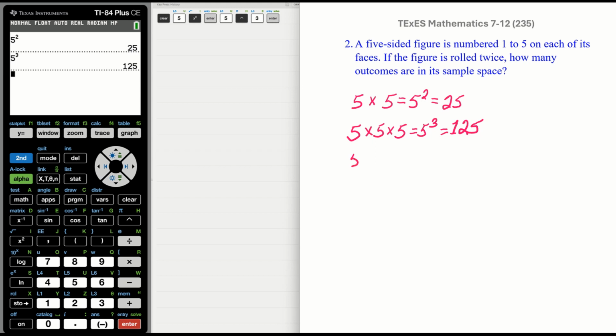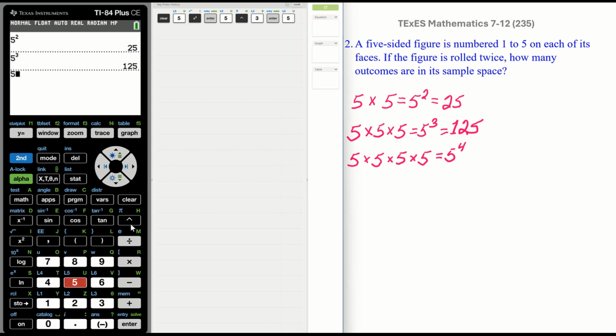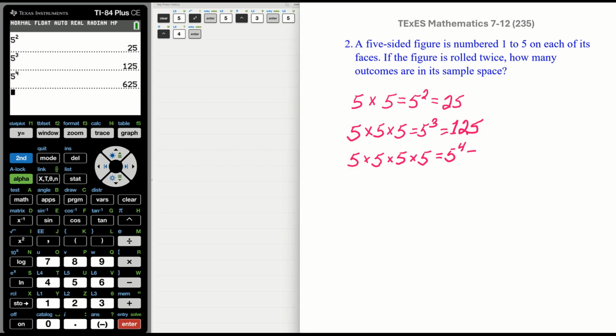Okay, so let's roll this. 1, 2, 3, 4 times, obviously. 5 to the 4th power. I do know what that is because I've done this several times. However, again, the process is 5, caret up, 4th power, press enter, 625 comes.